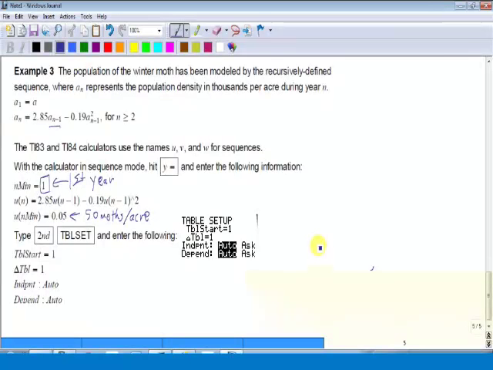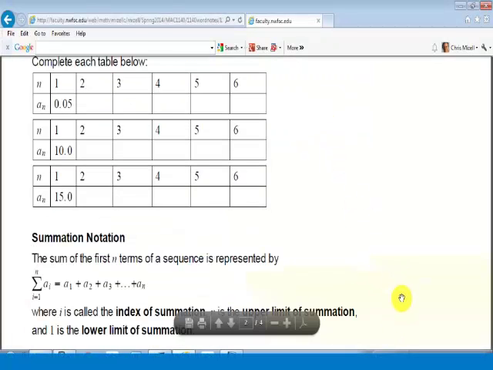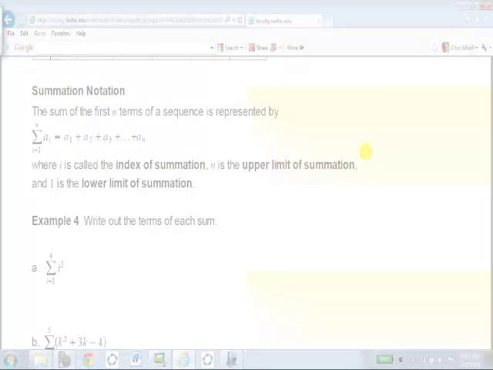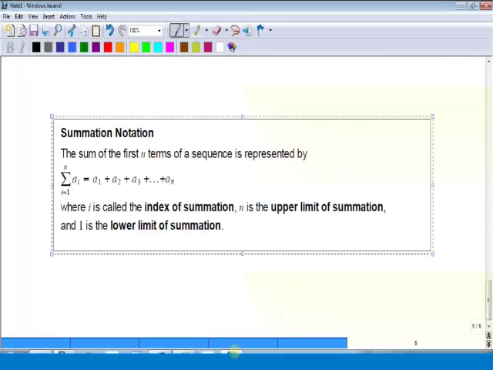So according to this model, it looks at the previous year, and based on what it sees in the previous year, makes an estimate of how many moths there'll be in the next year. A really good example, I think, of a recursively defined sequence. All right. At some point in the very near future, we're going to need to start adding the terms of a sequence. Summation notation is going to be handy for this.